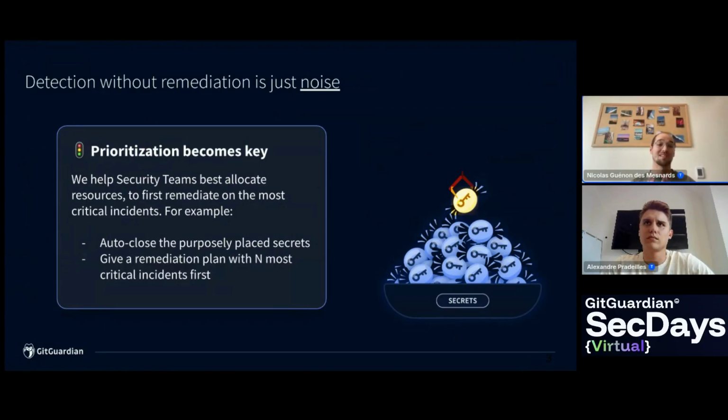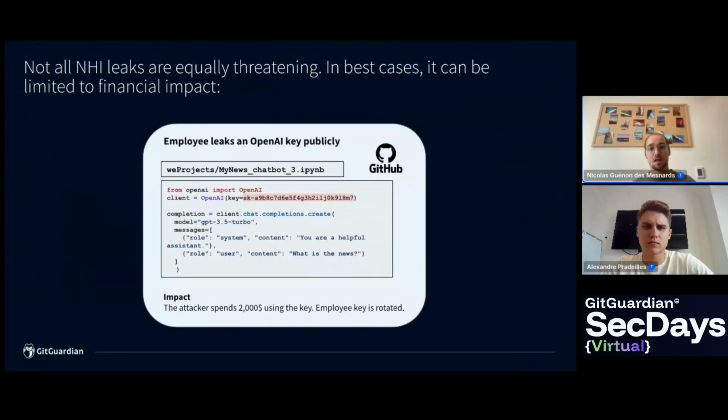Show the most important incidents first, and on the other hand, you could think of secrets out there. There are real leaks, but they are there, let's say, on purpose for testing, or they have very low impact because they only access test resources. Maybe you don't even want to show those at all to the security teams. You want to resolve them on the side so they can focus and allocate their budget better. So today, that's what we're going to show you: how we do good prioritization.